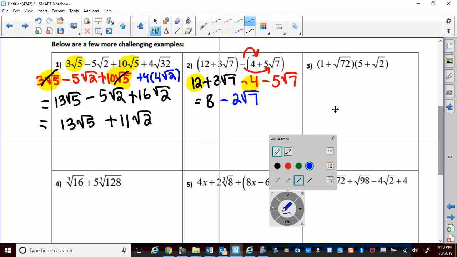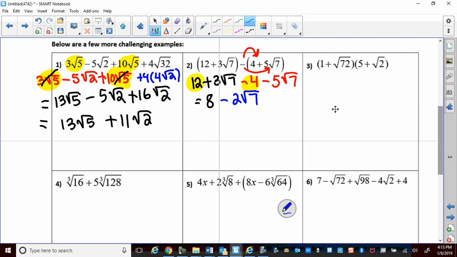Now for number 3, we have to be cautious and careful here. You have to be cautious and careful. So this is what we're going to do. We're going to say 1 times that quantity. So 1 times the first. So first, I like to write it out outer, inner, and last. So 1 times the other first term. So 1 times 5 plus we know this is 6 square root of 2.